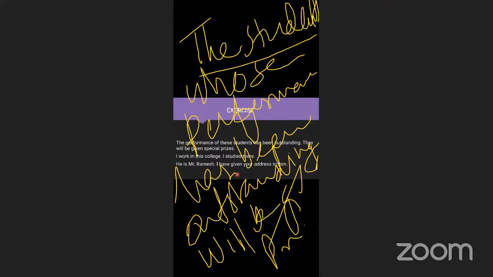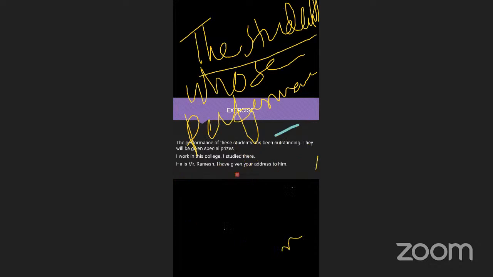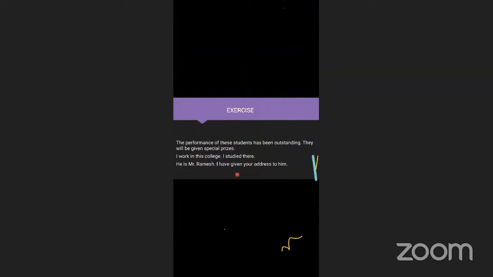You have to frame like this. When we use a relative pronoun, you have to frame. Some sentences will be long. You have to split the points and frame like this. Then only it will be correct. The students whose performance has been outstanding will be given special prizes. Then that is a complex sentence. You have to think in a complex way here, as it is a long sentence. And the compound sentence is very easy. You can write "and".